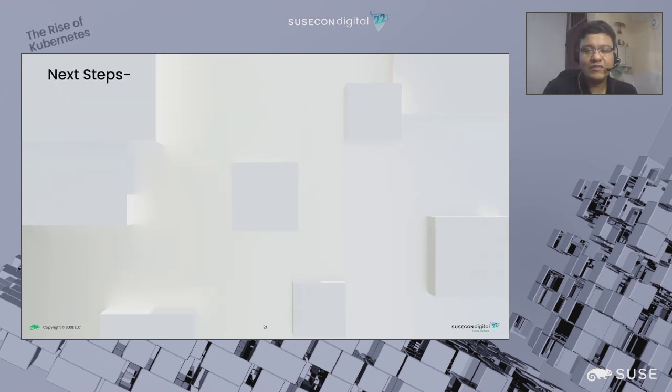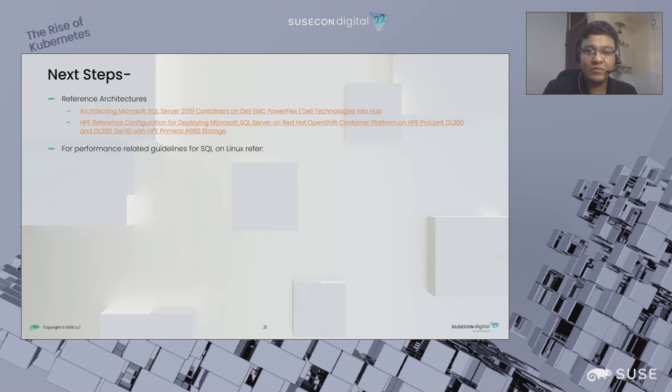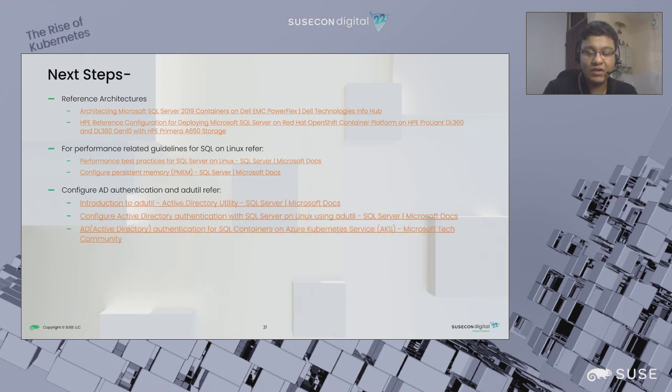Apart from that, some of the other important reference architectures that we would like to share with you is there is a reference architecture available on how you can get SQL Server 2019 containers deployed on Kubernetes environment. Similar thing for different other Kubernetes platforms. Then you also have performance related guidelines, which we shared already, how you can use PMEM, which is persistent memory, which provides you better performance. We also have a lot of documentation available for AD authentication, adutil. Here are some of the references for you that you could go back and read about.